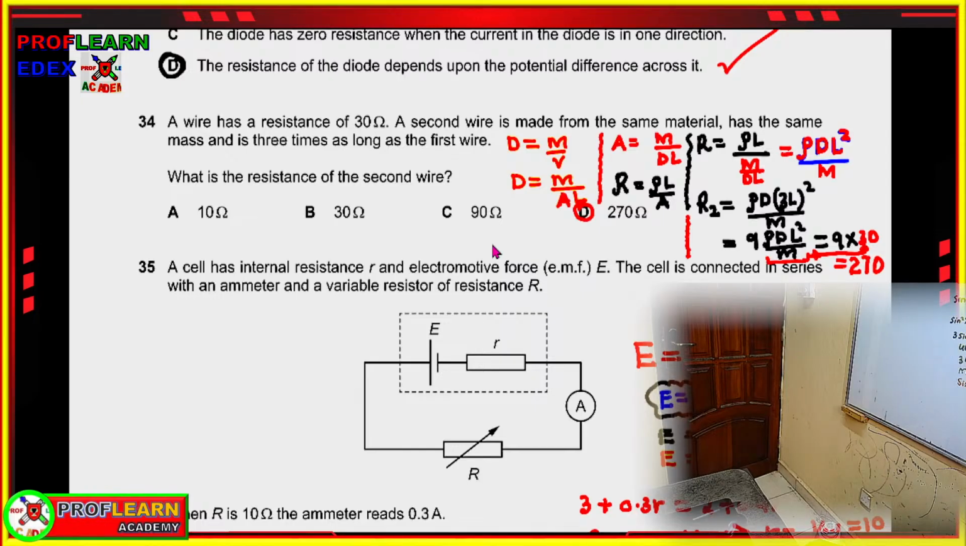Now, in order to work this out, we need to remember that density D is equal to mass over volume. From this formula, we are going to say that density is equal to mass over AL, because cross-section area times length gives us volume. From here we are going to make A the subject of the formula, so our equation reduces to A equals M over dL.